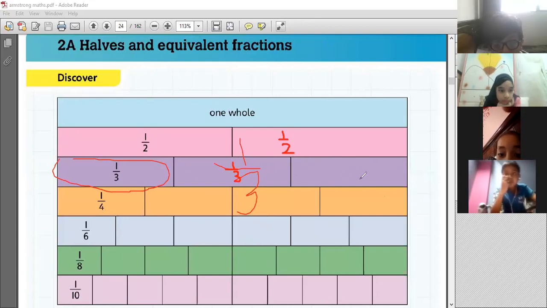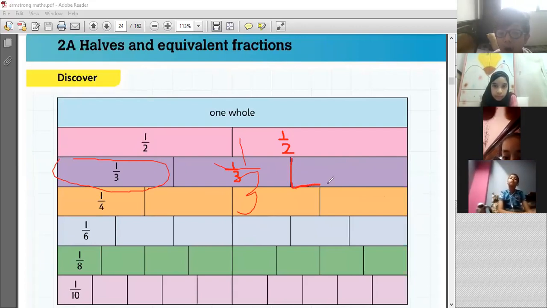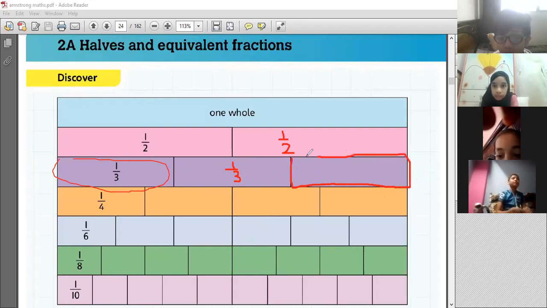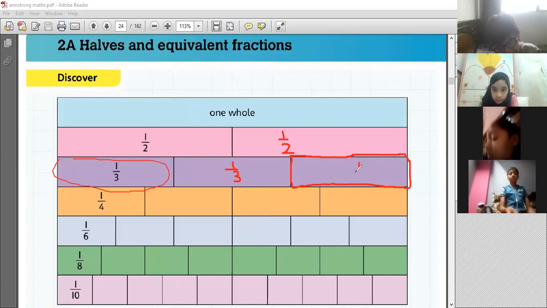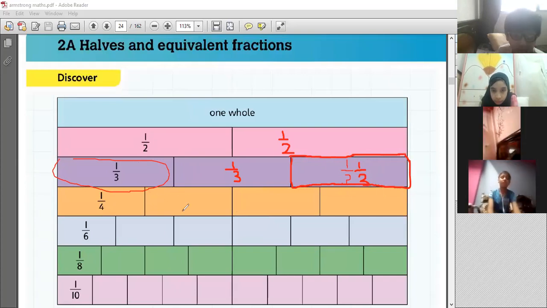This block is what fraction? There are three parts, 1, 2, 3. I'm just considering one. Fraction is part of a whole. So this is one part out of what? What is the whole? Out of three. 1 by 3. Yes, simple. Next. Abdullah, you can go for the next one.